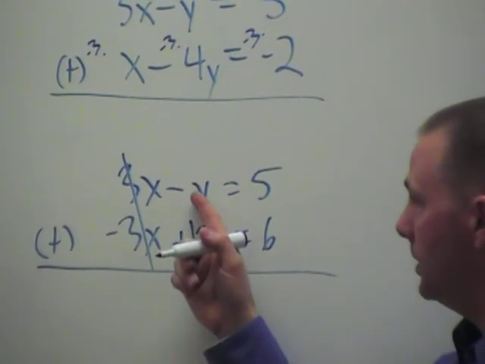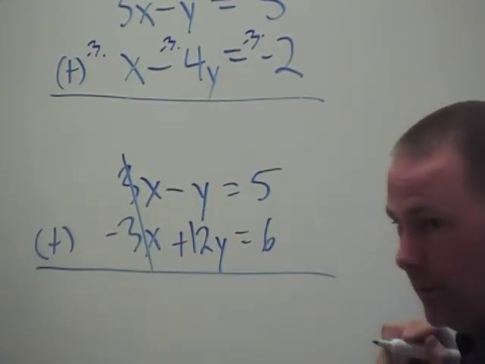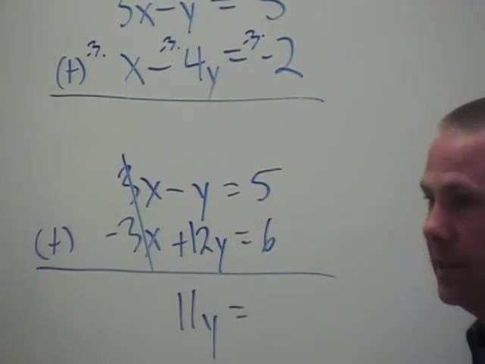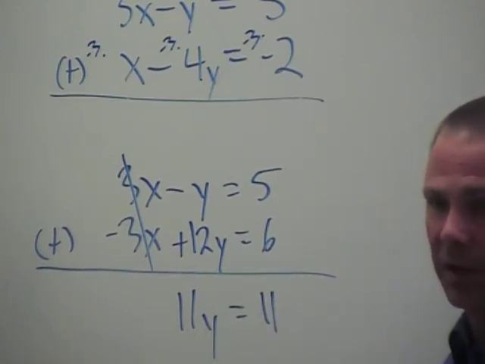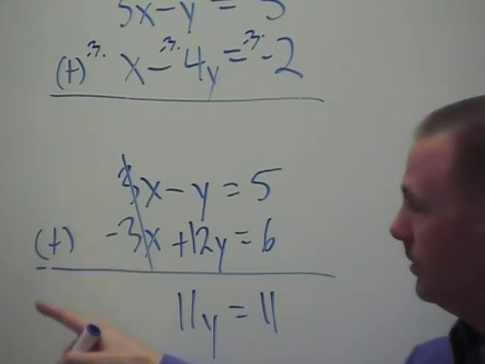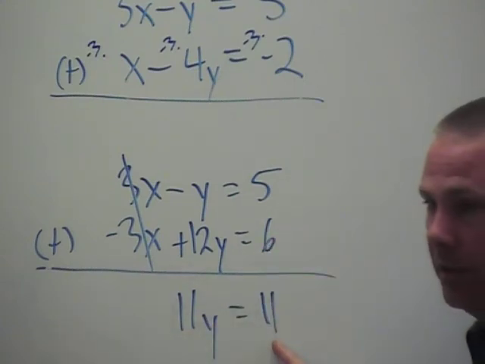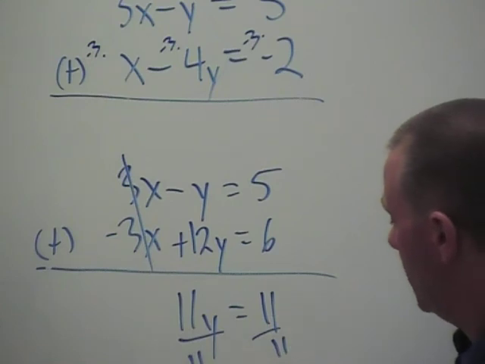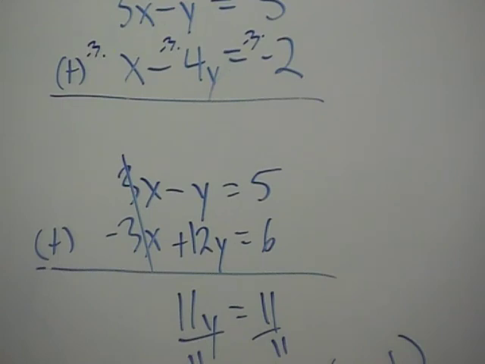What do we have left? What's -1y and positive 12? 11y. What's 5 and 6? No, we're not subtracting. We're adding. So -1 and positive 12 gives me positive 11. 5 plus 6 is 11. Now what do I do? What do I get? So y is 1. Again, that's that value. I've got to find x.